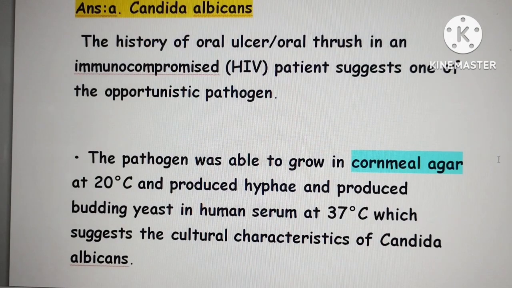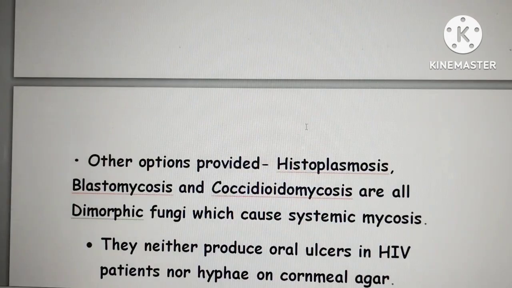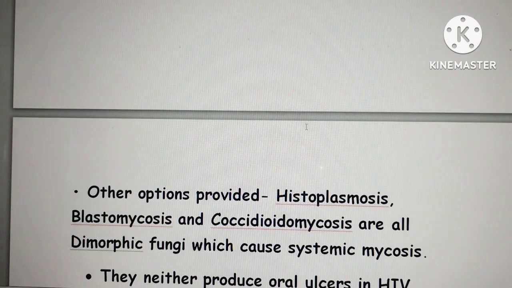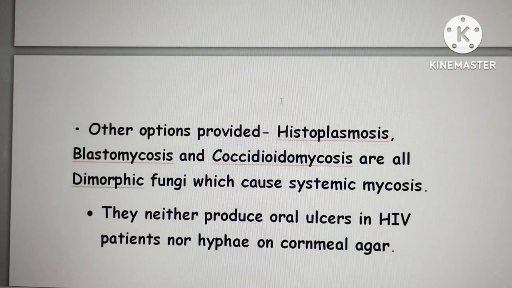So again, cornmeal agar and the human serum. What about the other options? The ulcer is not common in the others, because histoplasmosis, blastomycosis and coccidioidomycosis are mostly confined to systemic mycosis, and that too pulmonary infections. They do not produce oral ulcers, and the main point is they do not grow in cornmeal agar. They have given a clear-cut clue here. It is cornmeal agar, so close your eyes, you mark it as Candida albicans. Is it clear? Thank you.